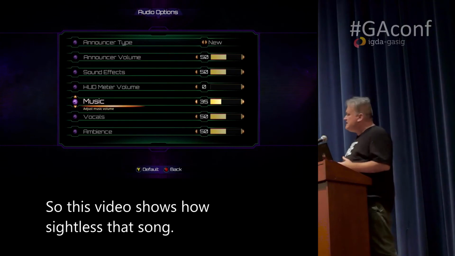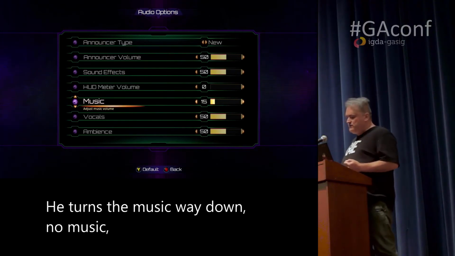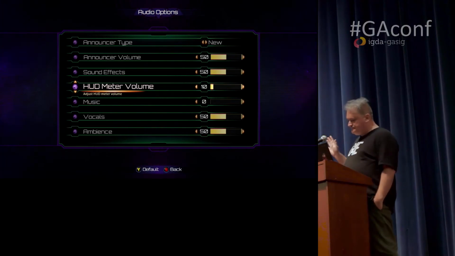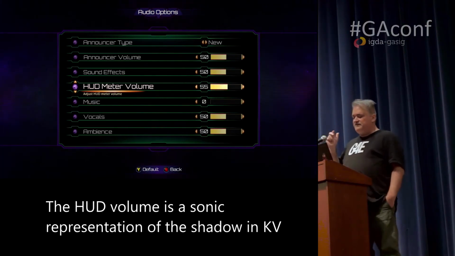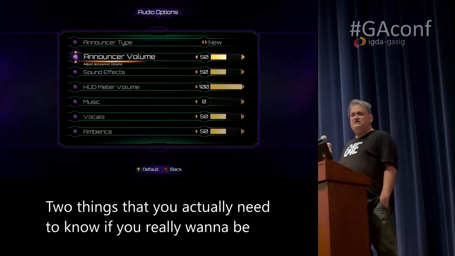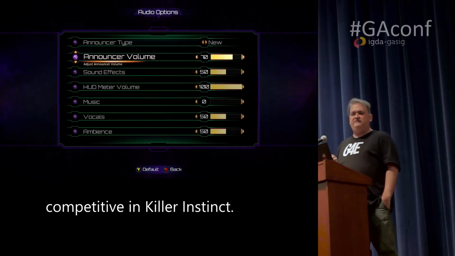So this video shows how Sightless sets them. He turns the music way down, no music, and then he cranks the HUD volume all the way up. The HUD volume is a sonic representation of the shadow and KV meters, two things that you actually need to know if you really want to be competitive in Killer Instinct.